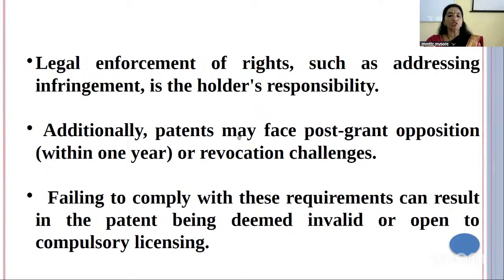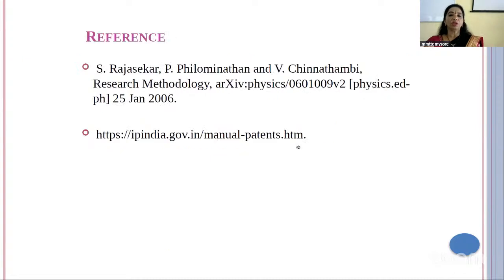Additionally, patents may face post-grant opposition within 1 year or revocation challenges, which I have told you. Somebody else can object to that patent, and he has to accept the challenge, and he should disprove all the challenges which have been raised by the person. Failing to comply with these requirements again can result in the patent being deemed invalid or open to compulsory licensing. Okay, so all these things are going to happen even after the grant of the patent.